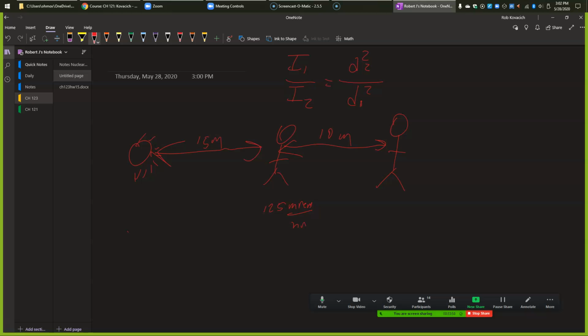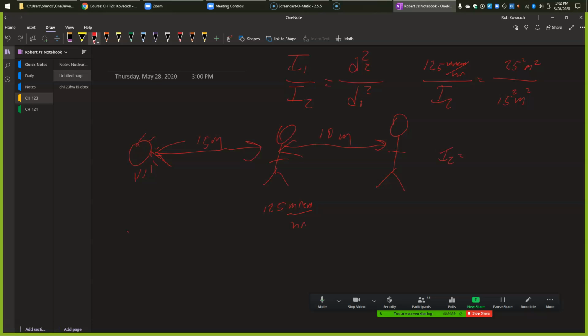Okay, so I'm going to write, I don't know. Okay, so intensity 1, we'll say, is 125 millirem per hour. I don't know intensity 2. Distance 1 is 15 meters. What's distance 2? 25 meters. And we got to square them. So I'm just going to rearrange this.